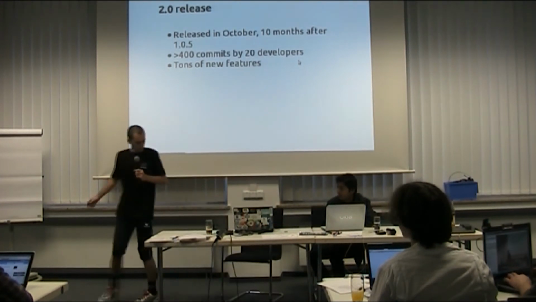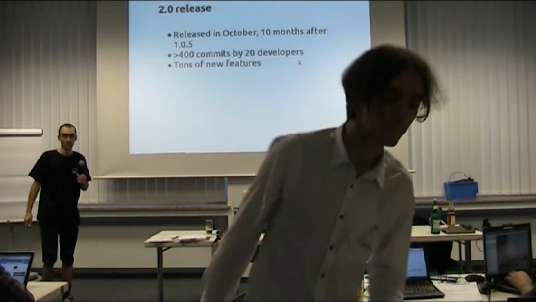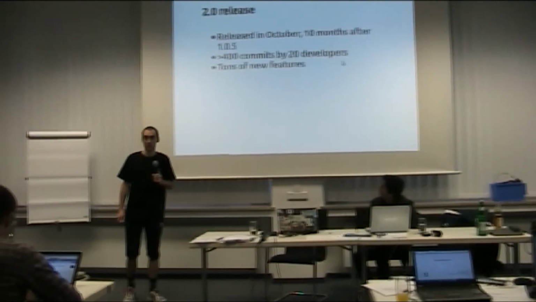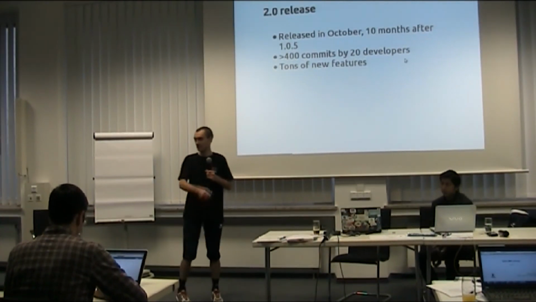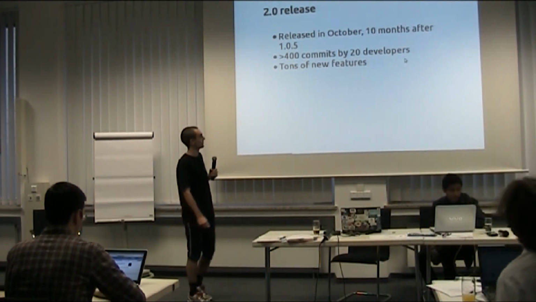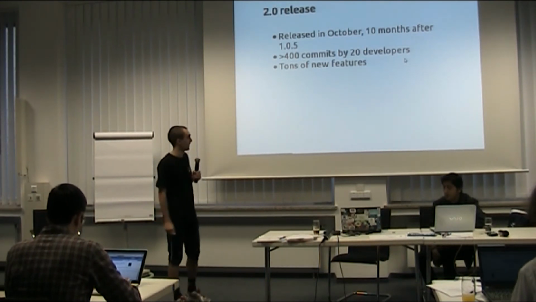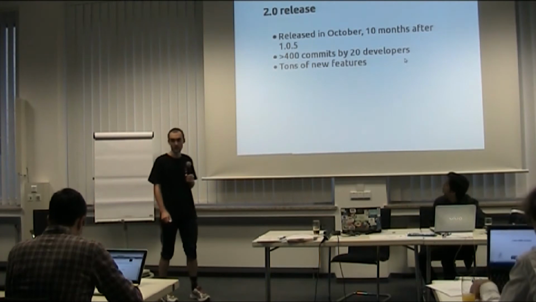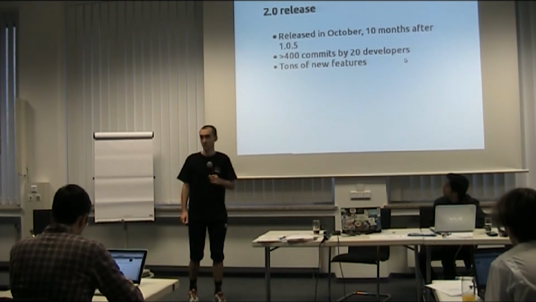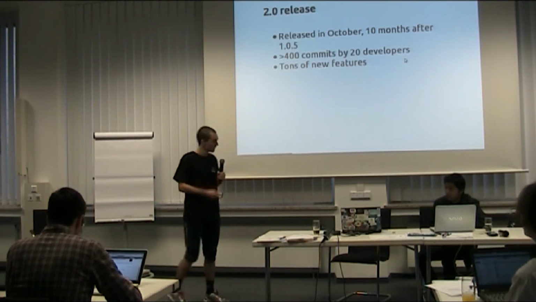So, the last big release, which is version 2.0, was pretty recently in October. And it's a bit special in a way that it was 10 months after the last release before that. And it's never been such a long while between releases for Maps, which is mainly because I've been doing other stuff and not been working on it that much. But a lot of other people have contributed in the meanwhile, and we actually reached over 400 commits by 20 different developers. And a lot of new features got added. I think there is no other release that added this many new features, except perhaps the initial release.